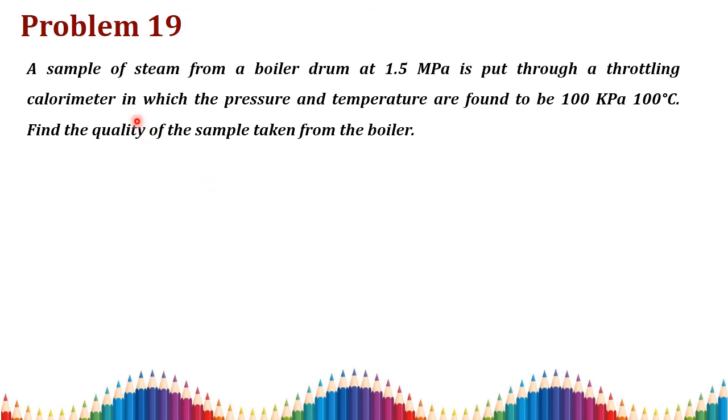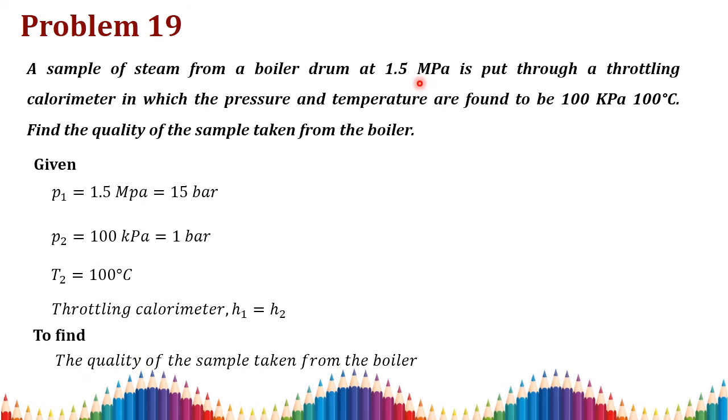Problem number 19. A sample of the steam from the boiler drum at 1.5 megapascal, so the initial pressure P1 is 15 bar, is put through a throttling calorimeter, in which the pressure and the temperature are found to be 100 kilopascal and T2 is equal to 100 degrees Celsius. Here, the sample of the steam from the boiler drum is taken at an initial pressure of 15 bar, and it is given to the throttling calorimeter, where expansion happens. Since it is throttling, the condition will be H1 is equal to H2.